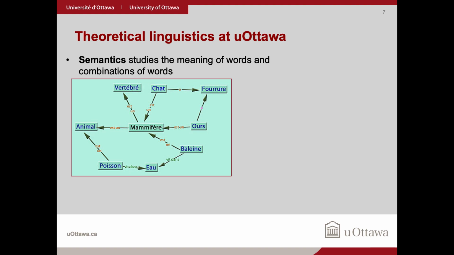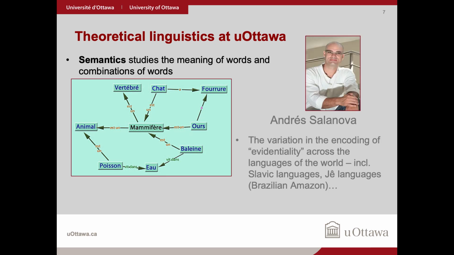Semantics looks at word meaning and the meaning of combinations of words. An example of this would be my supervisor, Andres Saranova, who, among other things, studies the variation in the encoding of what's called evidentiality. Basically, certain languages have these cool morphemes or words that reflect whether something was directly observed, or if you heard it from somebody else, or inferred it from evidence at hand, etc.